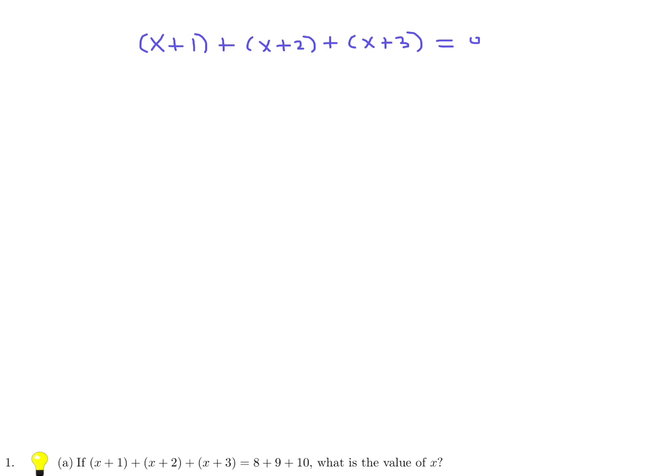Some of you will be able to do this question by inspection, but let's just do it the long way. The left side will become 3x plus 6, and the right side, if you add those up, is 27. 3x therefore is 21, and therefore x is equal to 7.